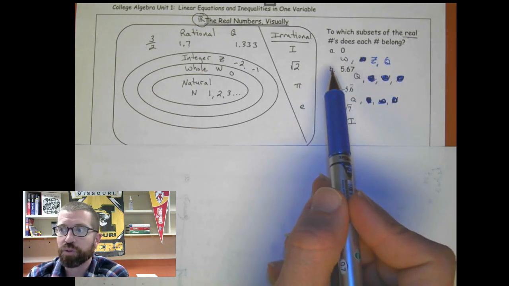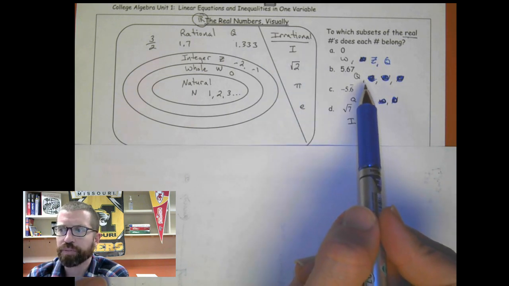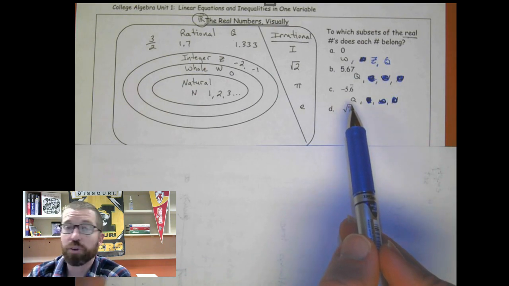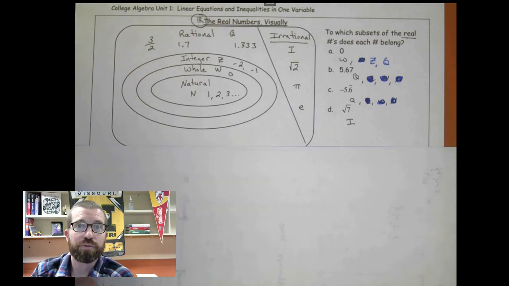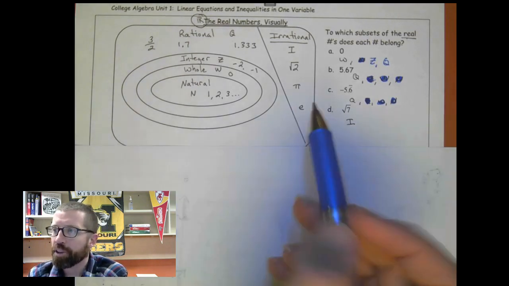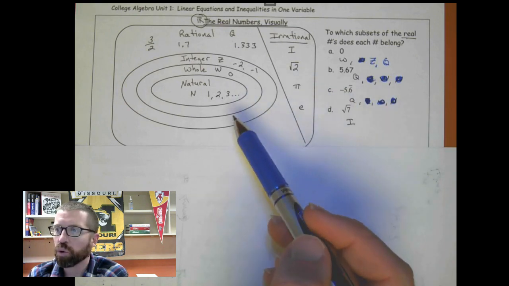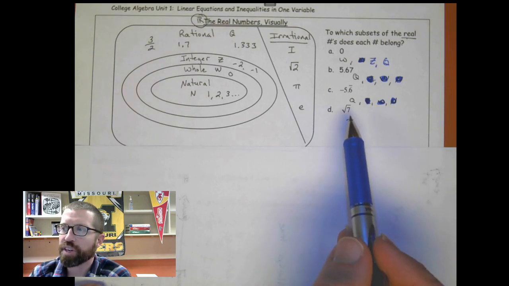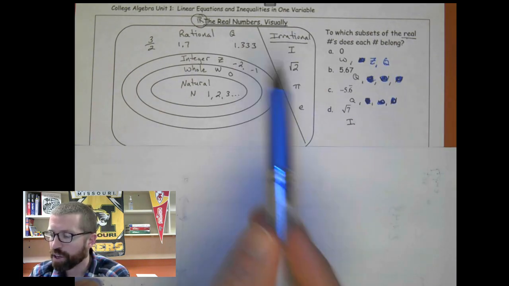5.67 can be written as a fraction. It's not an integer, but it is a rational number and a real number. 5.6 repeating, because it repeats, it can be written as a fraction. It's like -5 2/3. And so that is rational, but it's not an integer. It's not whole or natural. And then on D, square root of 7 is irrational. It's a decimal that goes on forever without a pattern. It can't be written as a fraction. So it is irrational and real.